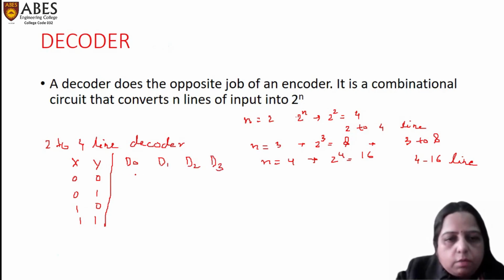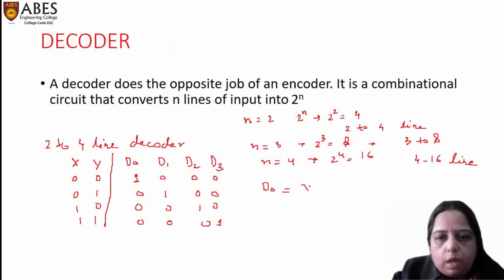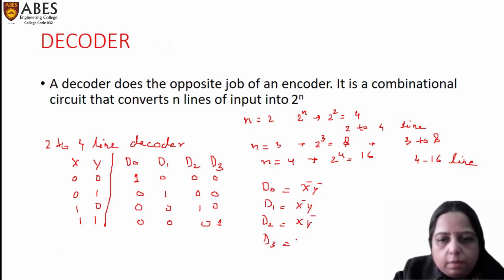So we have 1 for D0, all the other outputs will be 0. And since we are having 0, 1, so we'll be having 0, 1, 0, 0. Then for 1, 0, 0, 0, 1, 0. And lastly, we have 1, 1. So we will be having 0, 0, 0, 1. So in this case, we can write the outputs as D0, D1, D2, and D3. So here D0 will be equal to X bar Y bar. D1 will be equal to X bar Y. D2 will be equal to X Y bar. And D3 will be equal to X Y.